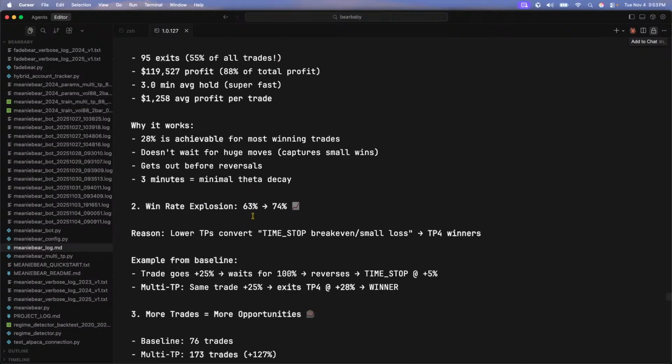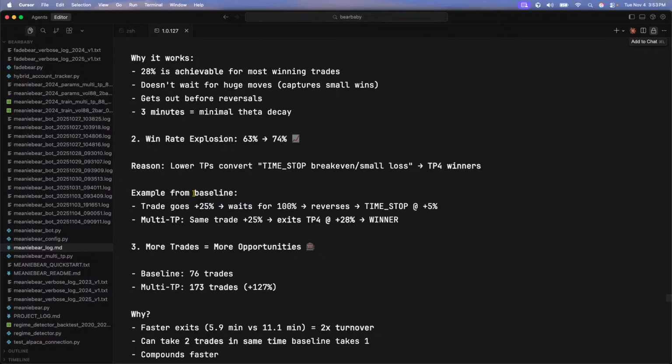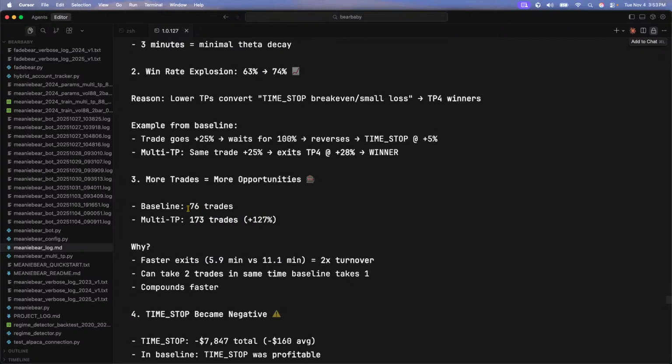The win rate explosion from 63 to 74%. Reason: the lower TP target, the time break even TP4. Example from baseline: trade goes from 25, then waits for 100, then reverses 100%, stop at 5%. With multiple TPs, same trade, 25%, exits at 4%, winner, more trades, more opportunities. Baseline was 76 trades, multiple TPs, 173 trades.